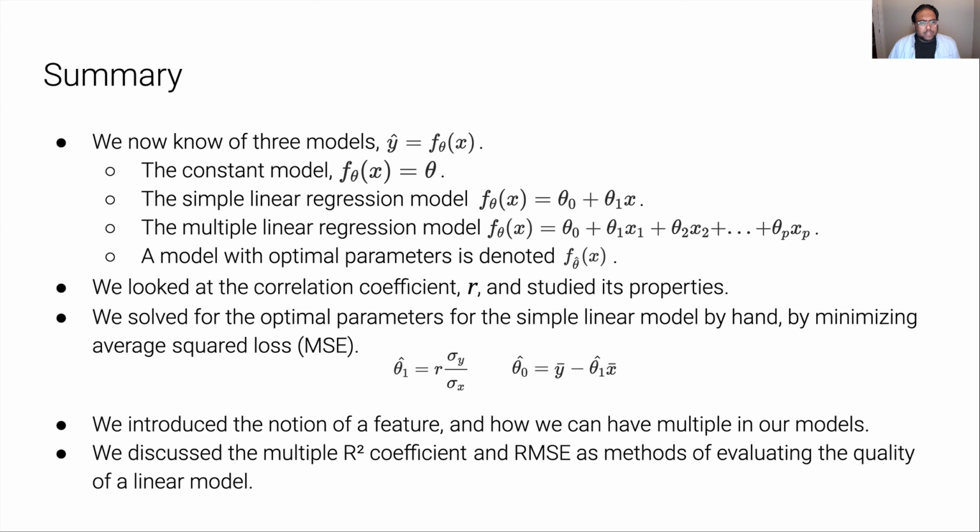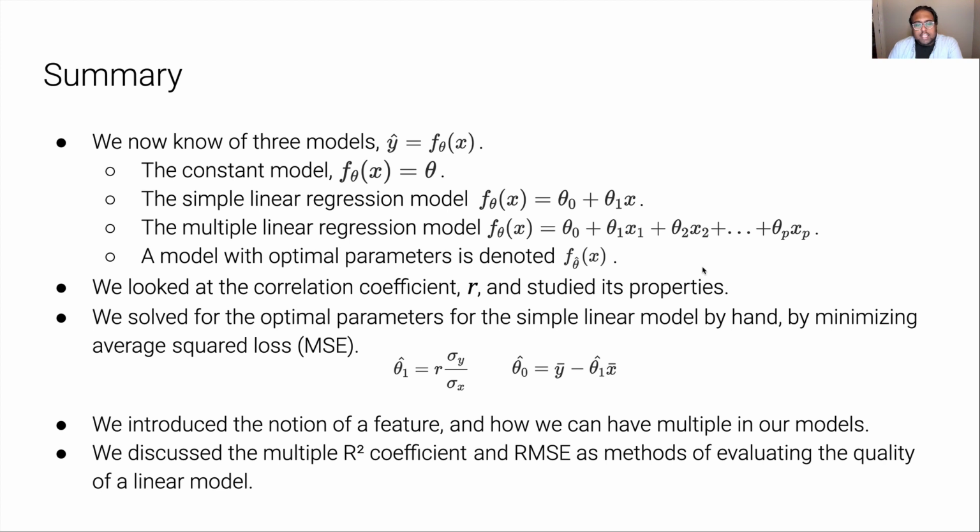Let's take a few minutes to wrap up and summarize all of the ideas that we've looked at today. So we now know about 3 models. We know the constant model that just makes predictions using a single constant theta. We know the simple linear regression model, and we also know the multiple linear regression model. Each of these we've now expressed as being some function f of an input value x parameterized by our choice of theta. And if we are using the optimal model parameters, we call this f theta hat of x.